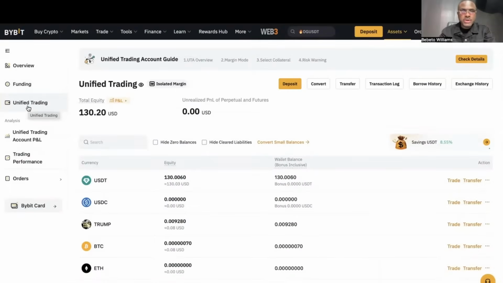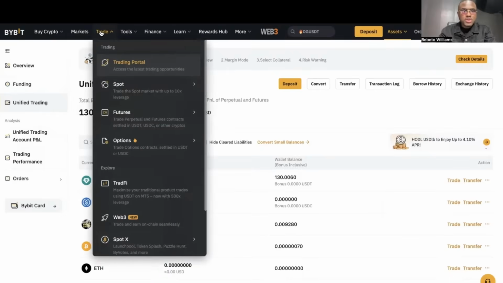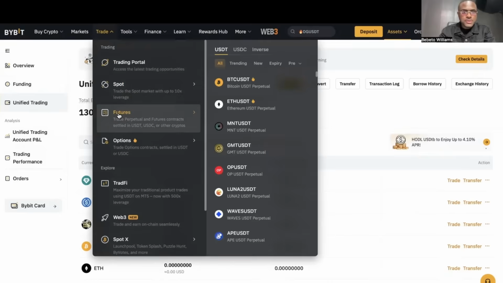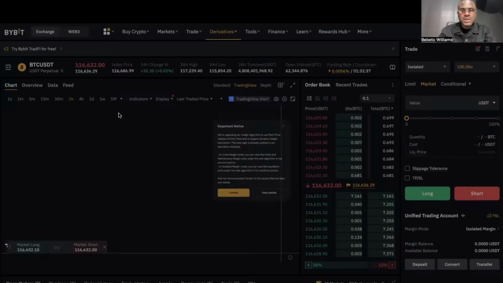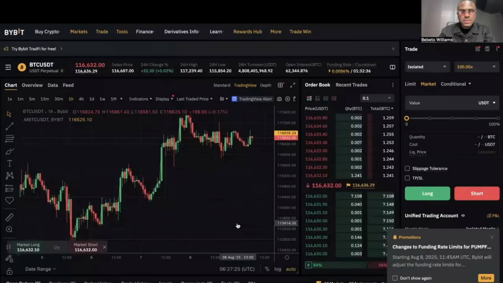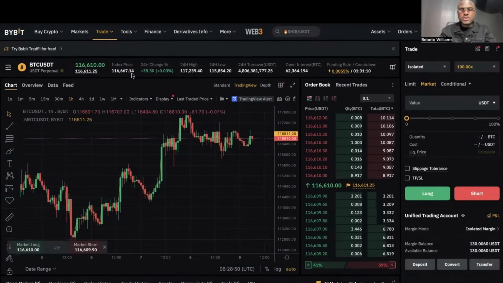So once you have transferred your money from your funding wallet to your unified trading, where you can now place a trade, the next step you want to do is to come to trade. When you come to trade, please click on futures. When you click on futures, this is where you can now analyze the market. It's going to direct you to this particular page here.